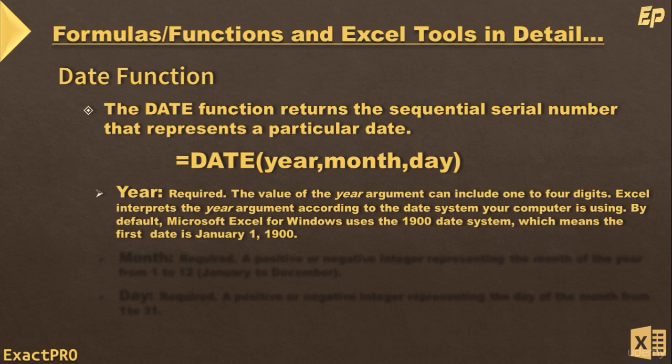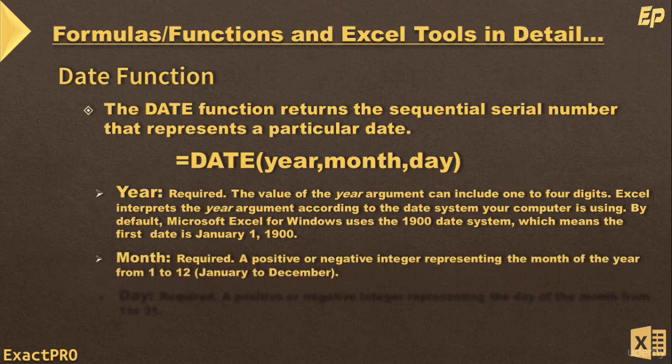The year argument is required. The value of the year argument can include 1 to 4 digits. Excel interprets the year argument according to the date system of your computer. By default, Excel for Windows uses the 1900 date system, which means the first date is 1st January 1900.